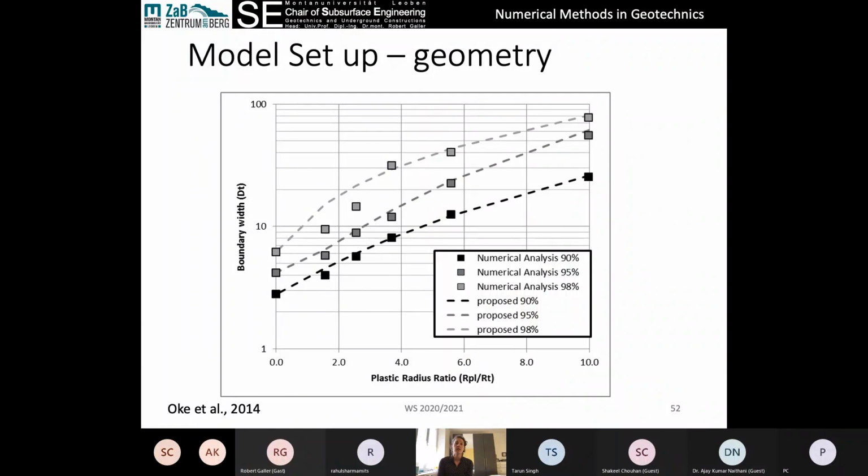Something else to consider is this concept of distance from the excavation boundary. What I showed earlier was the rule of thumb, which is 3 diameters away. So this is how many diameters away from the excavation boundary. This is a log scale, 1, 2, 3. For an elastic model, when we have 0 plastic radius, no plasticity in our material, 3 diameters away is reasonable. As our material becomes weaker, our plastic radius increases, we also need to push our model boundaries further away.